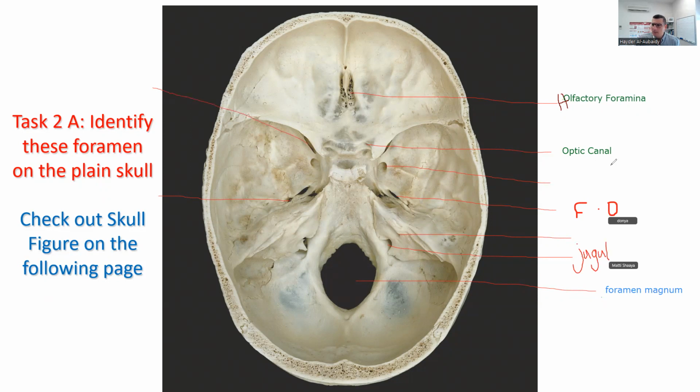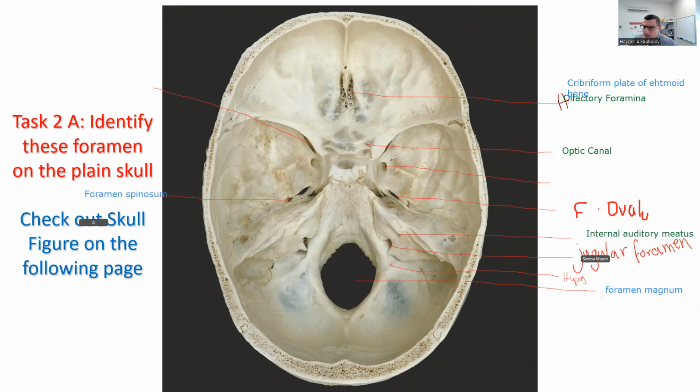So olfactory foramina, optic canal, thank you. We've got foramen ovale, thank you. Thanks, Dunya. And Mati saying jugular foramen, yes. Hypoglossal canal, it's a very good attempt. Hypoglossal is this one here, so I would put hypoglossal here. Hypoglossal canal should be somewhere here. It's blunt because sometimes it's closed by a thin membrane.